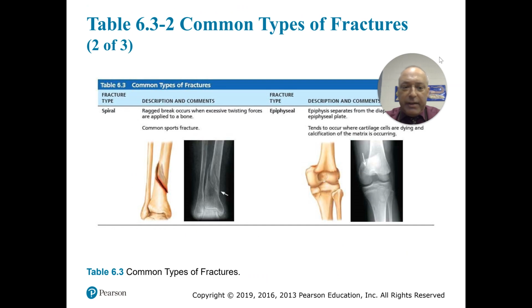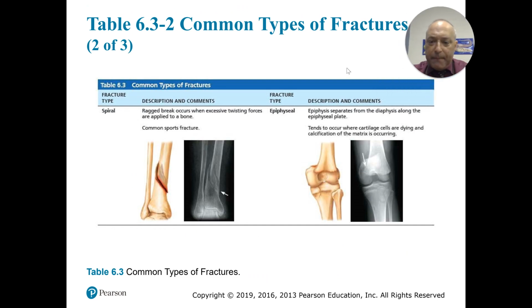So here we have a spiral fracture. These are common in sports injuries. This is from twisting. We've got a separation of the epiphysis from the diaphysis along the epiphyseal plates.